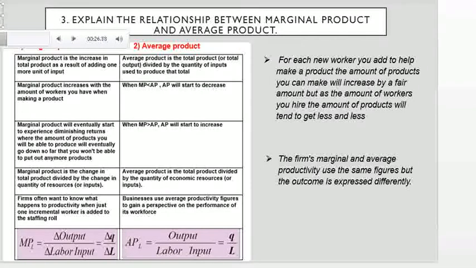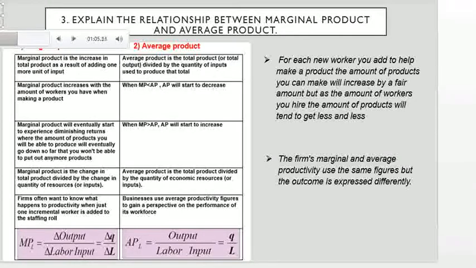So firstly, marginal product is the increase in total product as a result of adding one more unit of input. And average product is the total product, or total output, divided by the quantity of inputs used to produce that total. Secondly, marginal product increases with the amount of workers you have when making a product. And here, when marginal product is less than average product, the average product will start to decrease.